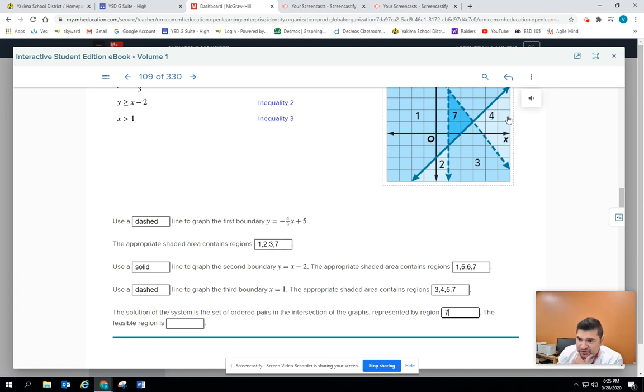If it was area 4, it would be unbounded because we can go on forever this way. But region 7 is bounded. It's bounded to this region right here. So we're going to say the feasible region is bounded.